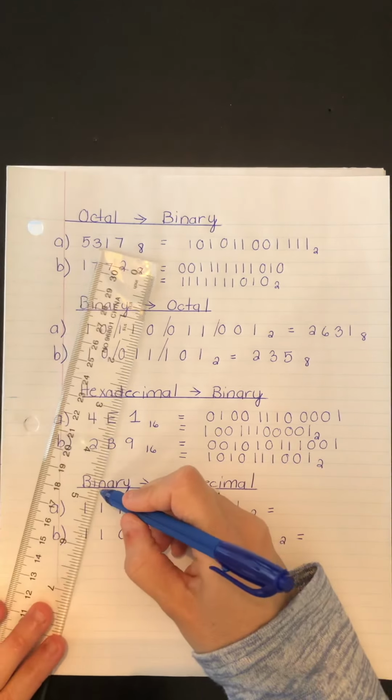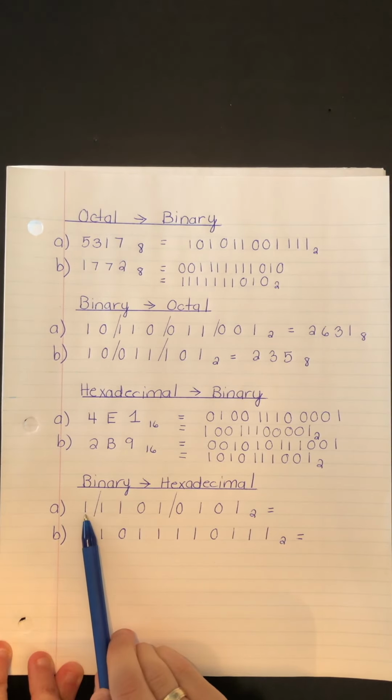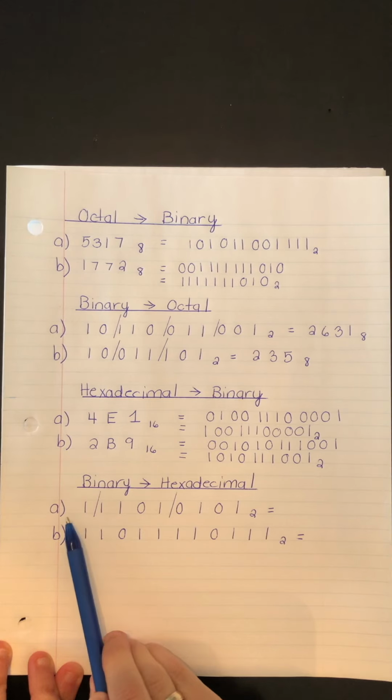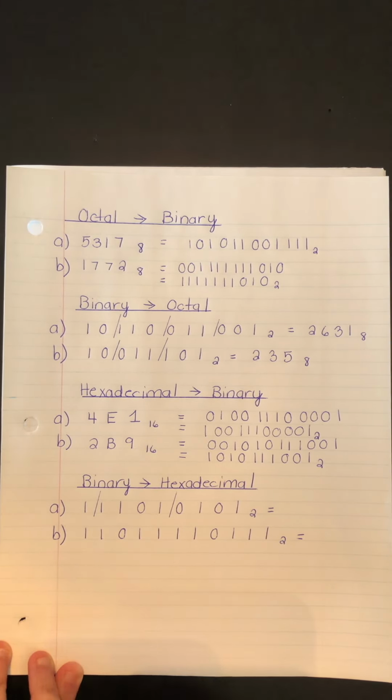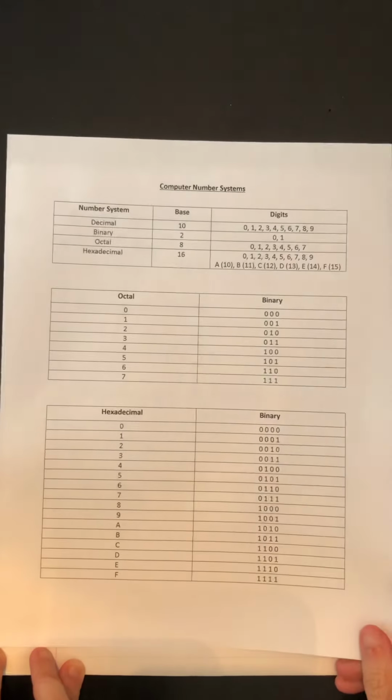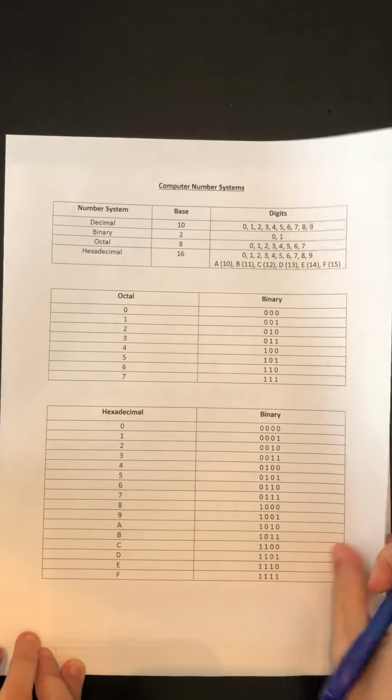1, 2, 3, 4. So if this is meant to be a grouping of 4, it means it would be 0001, 3 zeros and then a 1. So let's look that up in the chart. 3 zeros and then a 1, of course, is the hexadecimal number 1.